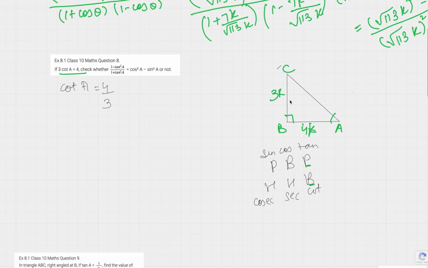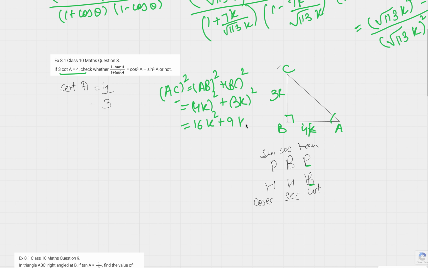Okay. Again, we will do the Pythagoras theorem and it says AC square equals AB square plus BC square. AB is what? 4K square. BC is what? 3K square. Then it will become 16K square plus 9K square, which is 25K square. Then the square will go to the right hand side and it will become 5K. So this is 5K.